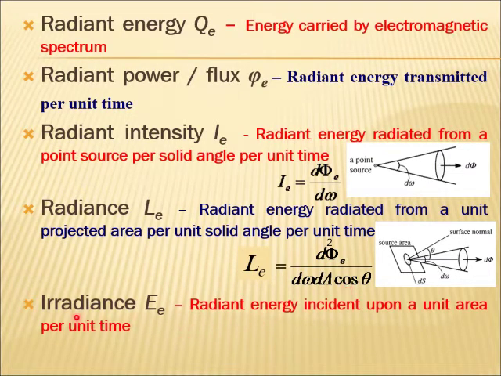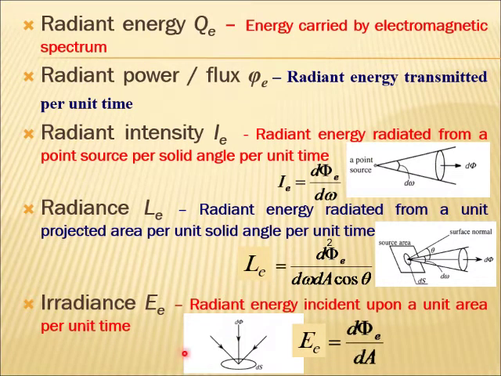And the last is the irradiance, the total amount of radiant energy incident upon a unit area per unit time. So far, we have the radiant energy emitted from the point source or area. Here you have the radiant energy that is going to be incident on a particular surface.